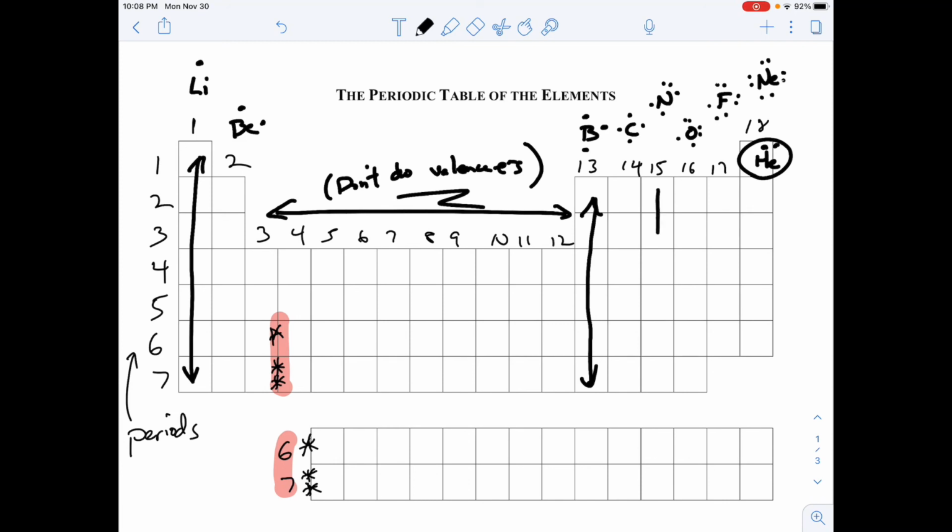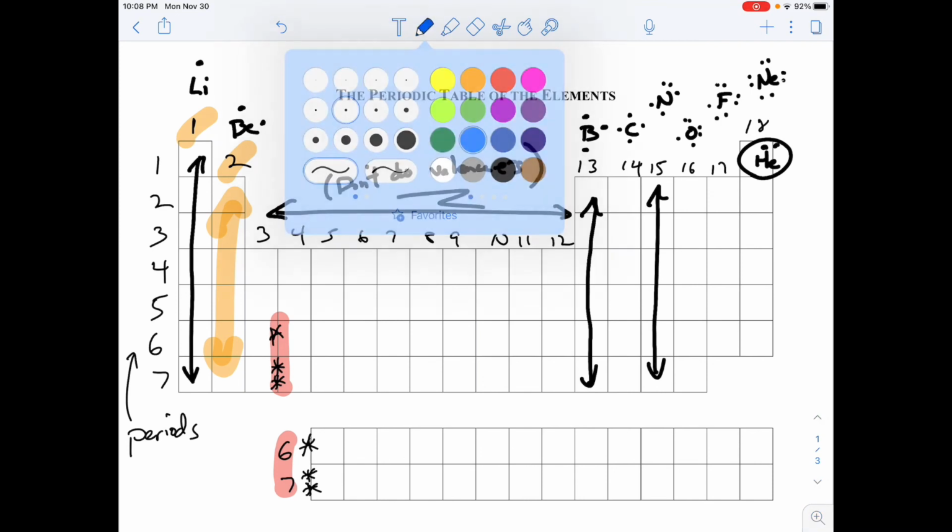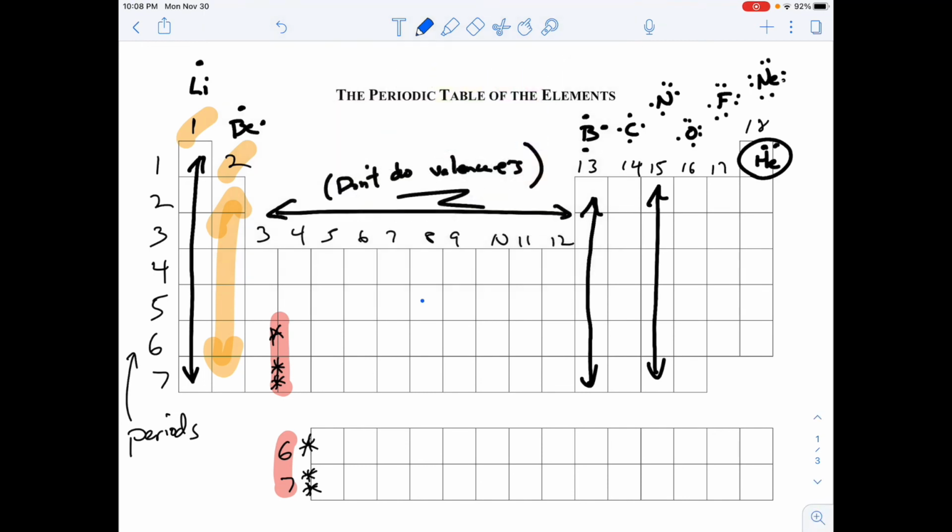But if you know the group number, the family number, you know how many valence electrons that element has, right? If it's in the first group number, it's got 1 valence. If it's in the second group, again, it's got 2 valence. If you're in, now skip 3 through 12. We don't do those because those are D block electrons, and the D block electrons don't behave, so we don't do valence electrons for the D block.